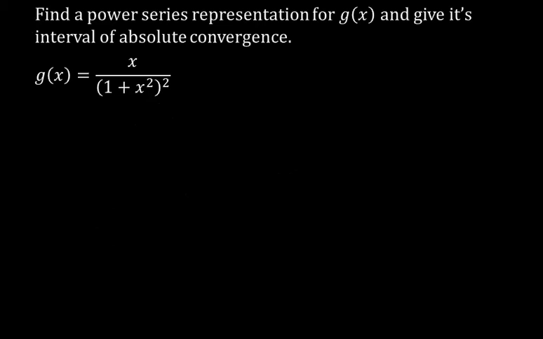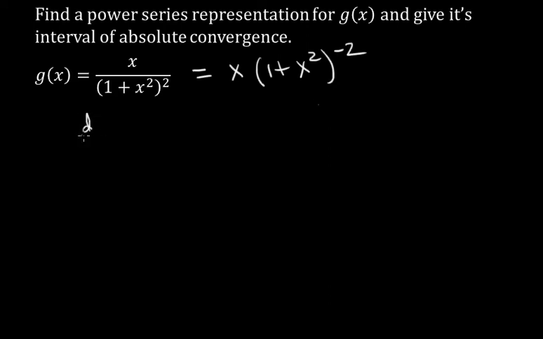And this, I believe, was problem 8. Find a power series representation for this function g of x and give its interval of absolute convergence. The first thing you had to recognize here, well, let's write g of x as x times (1 plus x squared) to the minus 2. If you wrote it that way, you'd probably see more easily that it is almost a derivative, isn't it?